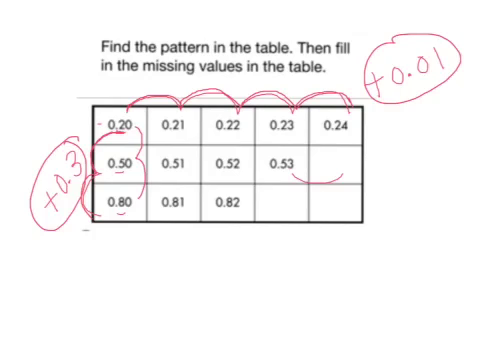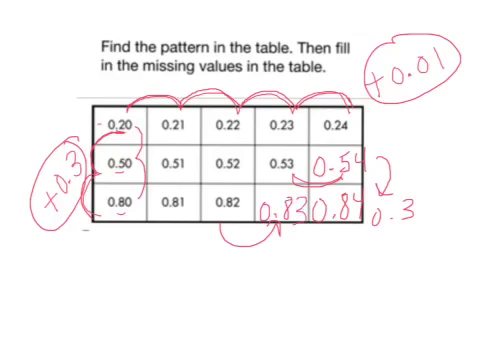So following that pattern, I would expect this next number to be 54 hundredths, and if this is 54 hundredths, and I know that going down would be an increase of 3/10, this would be 84 hundredths. And then if this is 82 hundredths, this would have to be 83 hundredths. So that is how I would fill that pattern out. Hope this makes some sense.